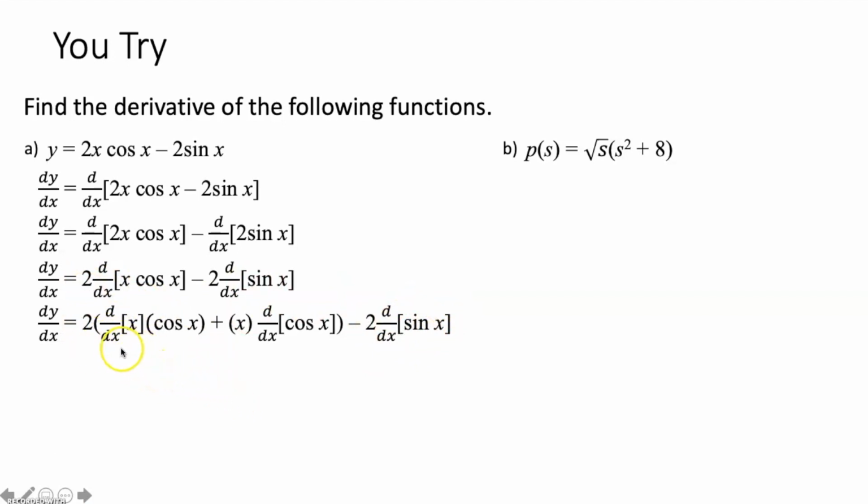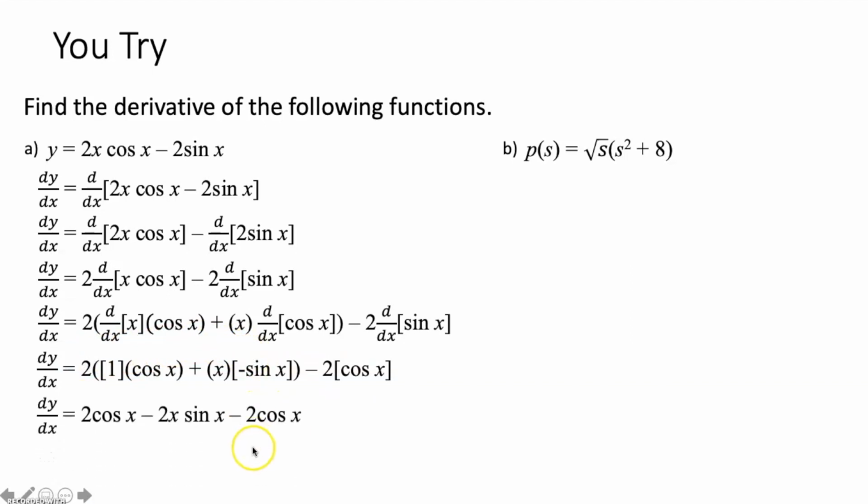So now let's take the derivative of each of these things we're taking the derivative of. Derivative of x is just going to be 1. The derivative of cosine of x is negative sine of x, and the derivative of sine of x is cosine of x. Now let's simplify. 1 times cosine of x is cosine of x. X times negative sine of x is negative x sine x. And then over here, negative 2 times cosine of x is just negative 2 cosine of x. We also have to distribute that 2 to each of these terms, and now we have this.